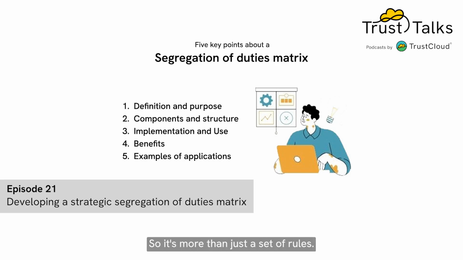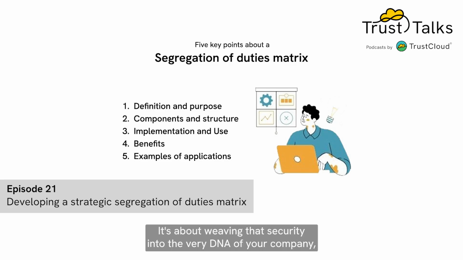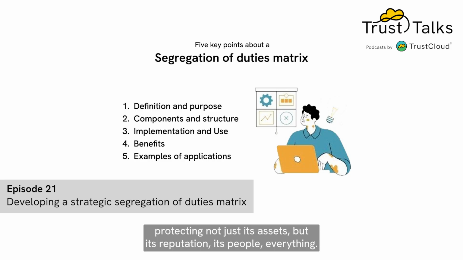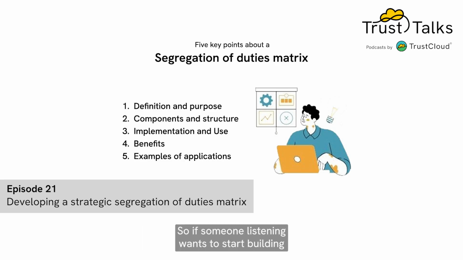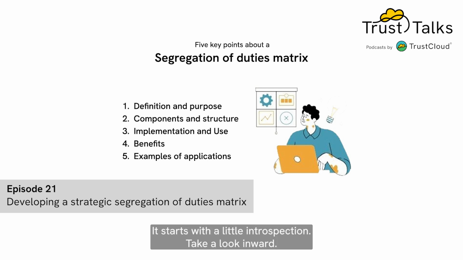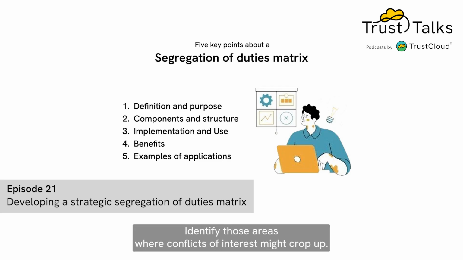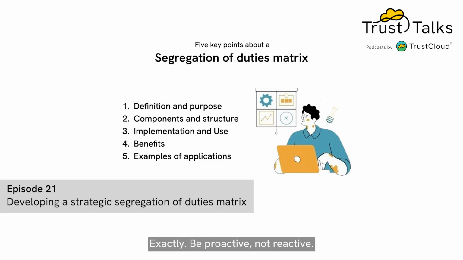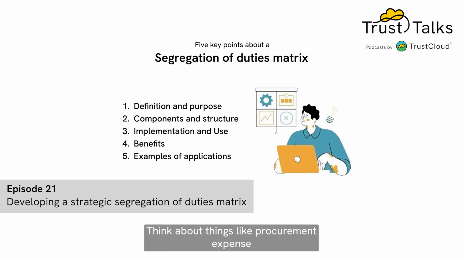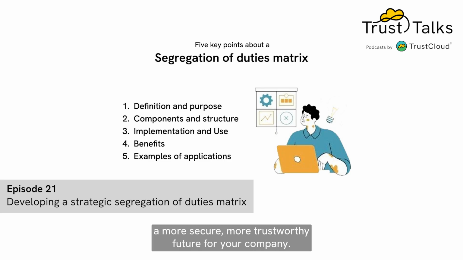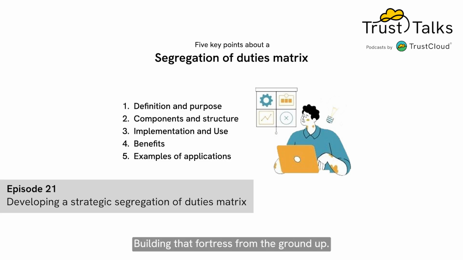So it's more than just a set of rules, it's a mindset. Precisely. It's about weaving that security into the very DNA of your company, protecting not just its assets, but its reputation, its people, everything. So if someone listening wants to start building that kind of security, that kind of culture, where do they begin? It starts with a little introspection. Take a look inward. Identify those areas where conflicts of interest might crop up. Okay, so like pinpoint those vulnerabilities before they become a problem. Exactly. Be proactive, not reactive. Think about things like procurement, expense approvals, access to sensitive data. All those crucial areas. Exactly. It's about taking that first step towards a more secure, more trustworthy future for your company. Building that fortress from the ground up.